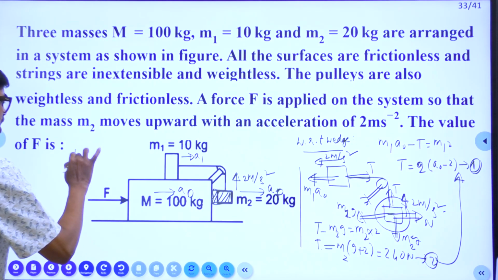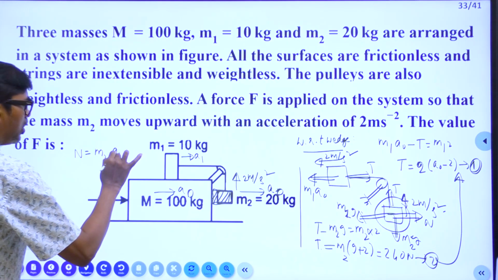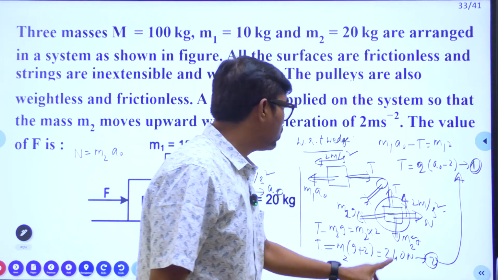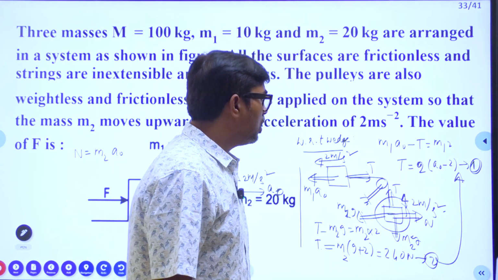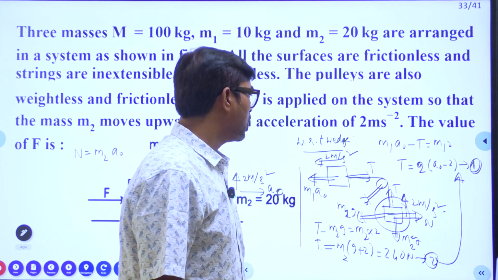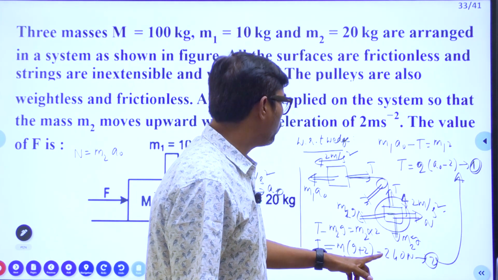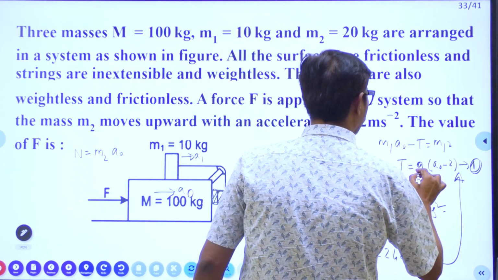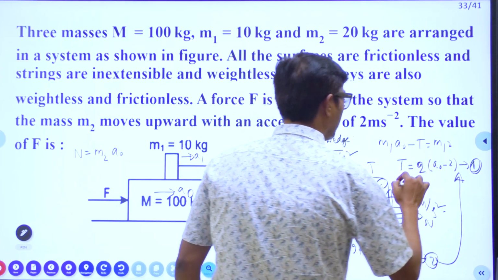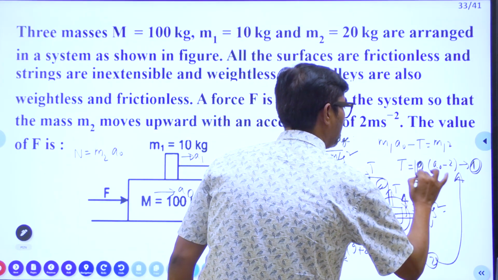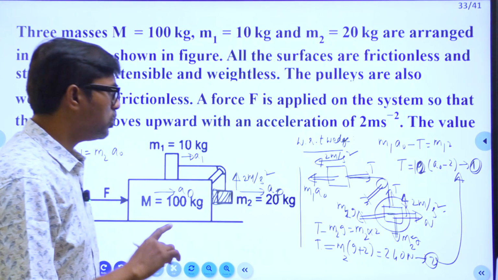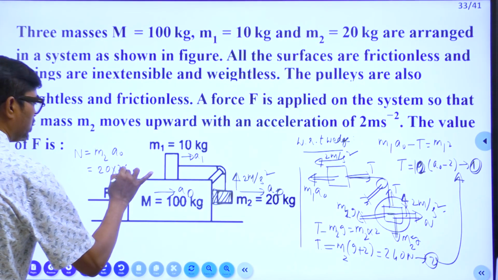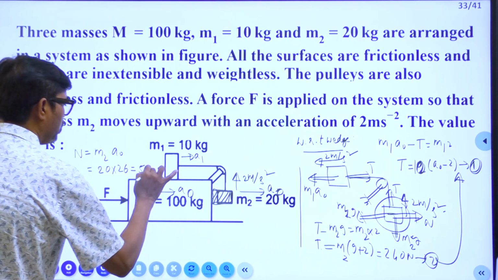So what do I get? N equals m2 into a0. a0 we got it, no? a0 we can calculate from here. T is 240 Newton, T is m1 into a0 minus 2 relation. m1 is how much? 10, yeah, 10 here. 240 by 10 will be 24, plus 2, 26 you are getting. m2 is 20 into 26. So you will get 520 Newton.